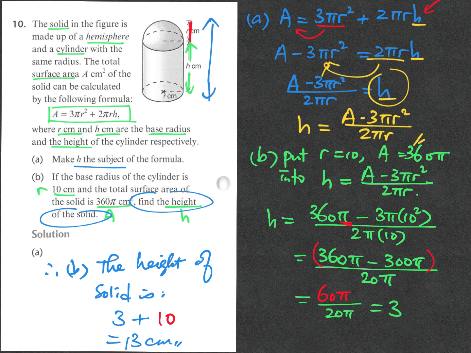So it's a little bit tricky at the end of the question, because after finding h is 3 it's not yet the end of the question. You have to read the question very carefully, that it's about the height of the solid, so as to avoid making a mistake.